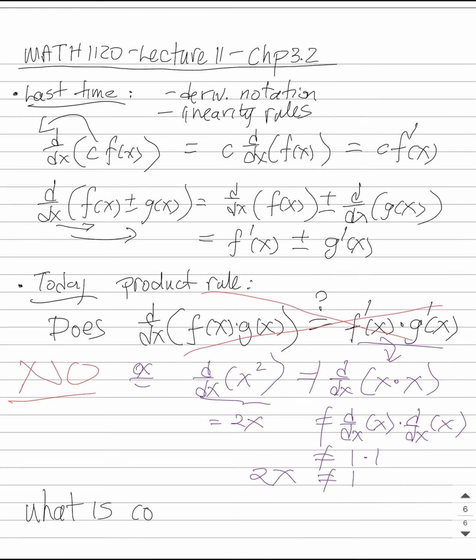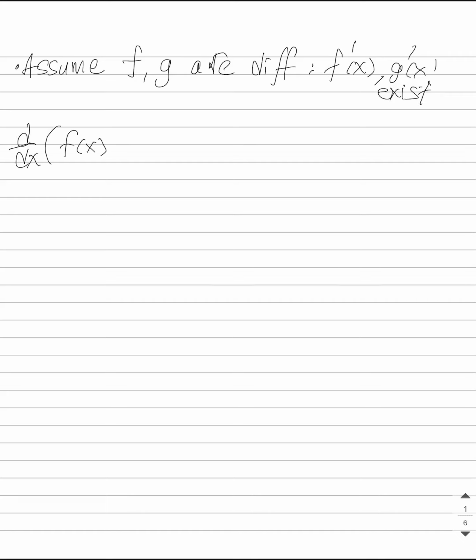So what is the correct product rule? As always in math, we need to start with a definition. We have to assume that the functions we are using are going to be differentiable at the points we want them to be. So that means that these f prime and g prime expressions exist. So the proper place to go is to talk about this derivative using the limit definition.